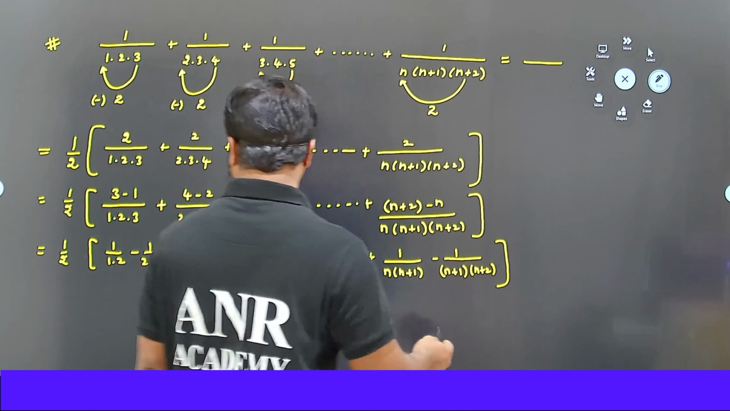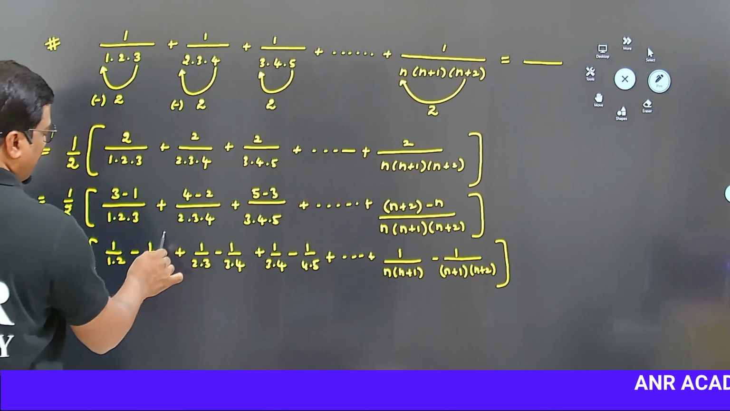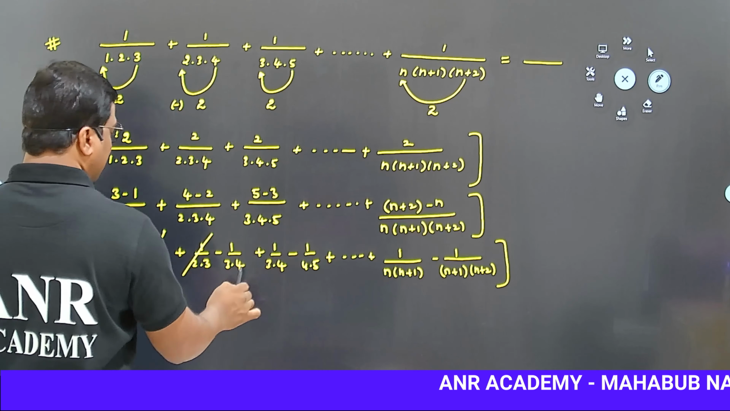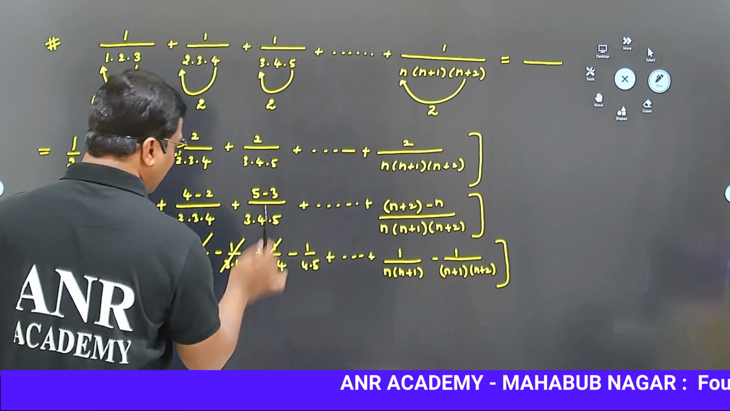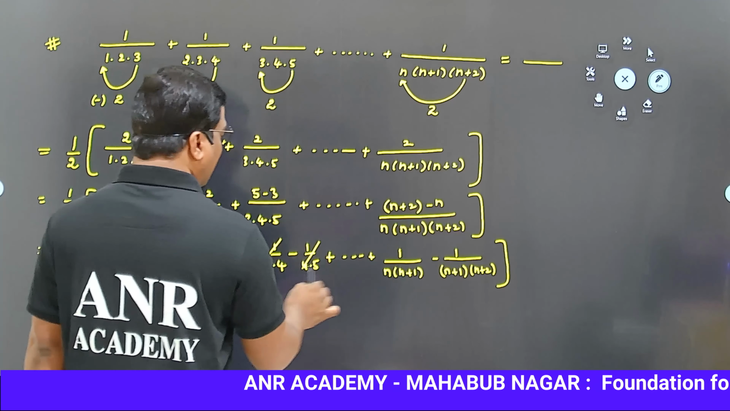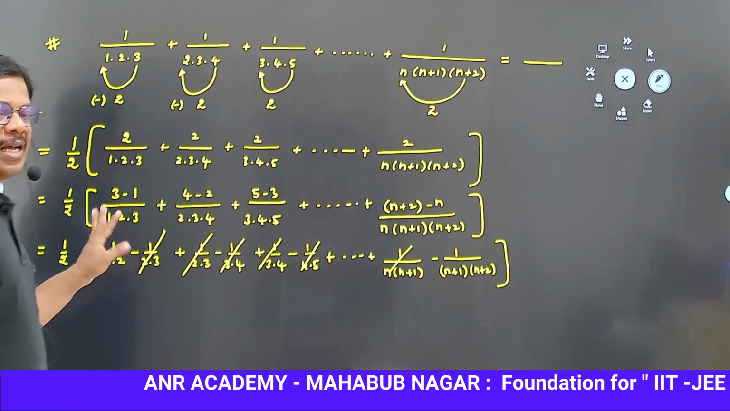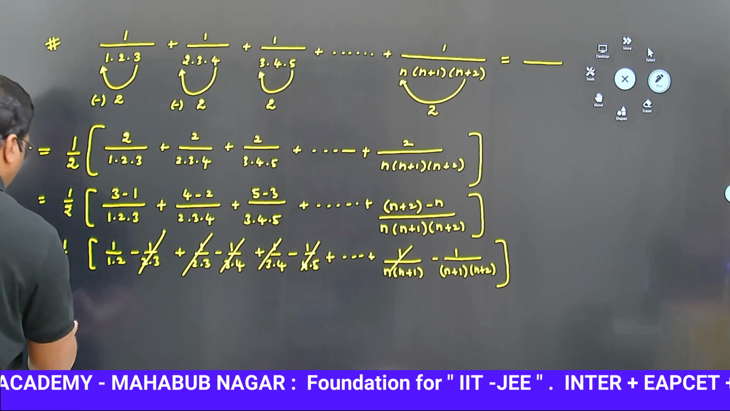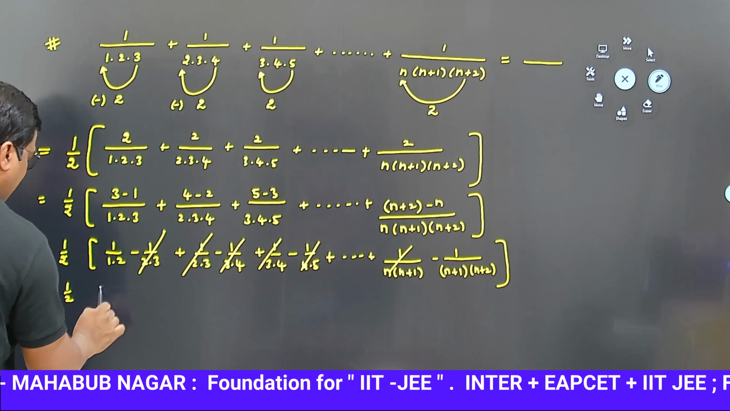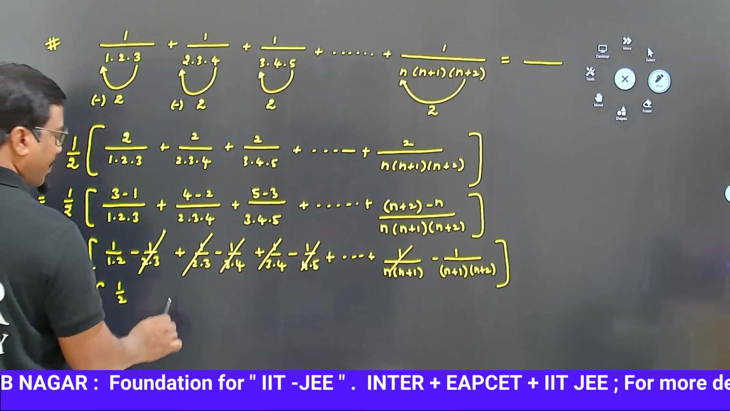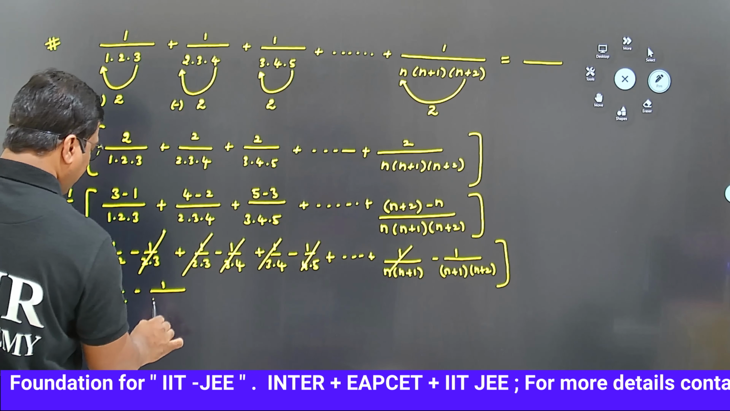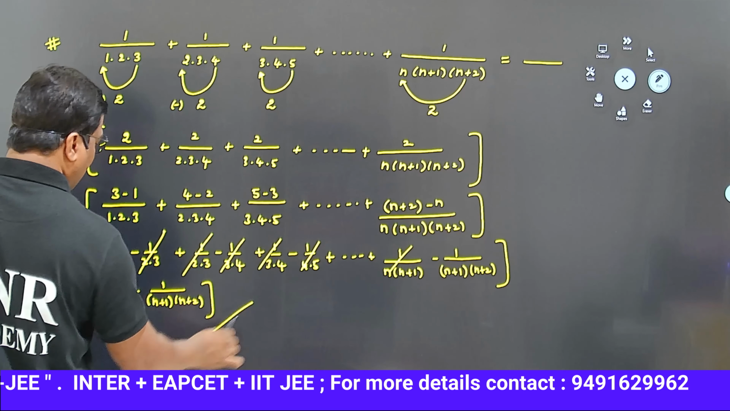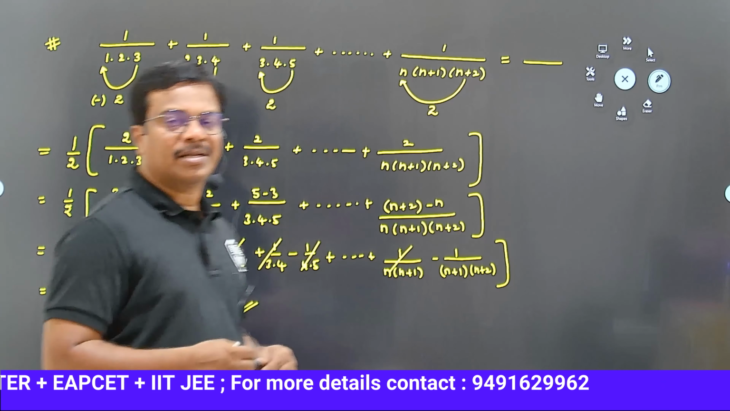If you simplify this, here minus 1 by 2 into 3 plus 1 by 2 into 3 gets cancelled. Next, minus 1 by 3 into 4 plus 1 by 3 into 4 cancel. On continuation, the terms will get cancelled, and finally only the first and last term you will get. So this is 1 by 2 minus 1 by (n+1) into (n+2). On simplifying this, you will get the sum of n terms.